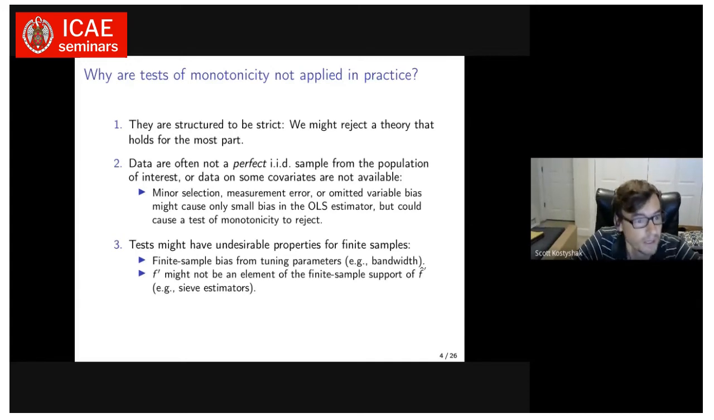So why might we have a small non-monotonicity? There's a lot of reasons. Anyone who's worked with data can probably come up with a lot more reasons. Often you don't have a perfect IID sample. You have a minor amount of selection. You don't have data on the perfect covariates that, according to your theory, you would need to control for. You might have proxy variables. Anything that introduces just a slight bias, measurement error, anything that introduces a slight bias could cause just a little dip in the estimated regression function.